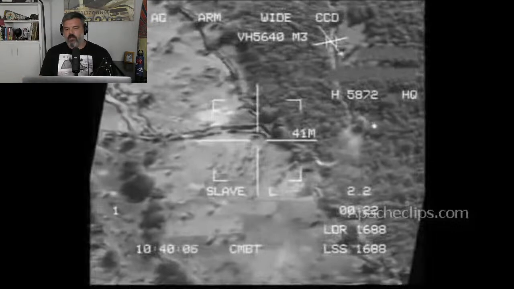It gives you the height of the target. You see that it's 5872. Where you see the crosshairs there, and it says 41M, that's 41 meters. That means that stick on the crosshairs is 41 meters wide. As the aircraft gets closer, farther away, or they zoom in and out, you'll see that number change. And what it does is it helps the pilot. It helps them measure length on the ground.